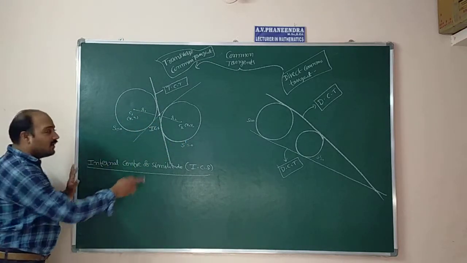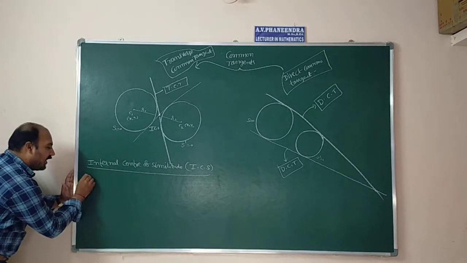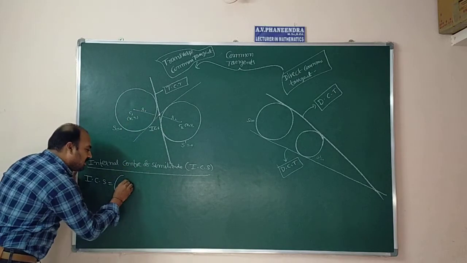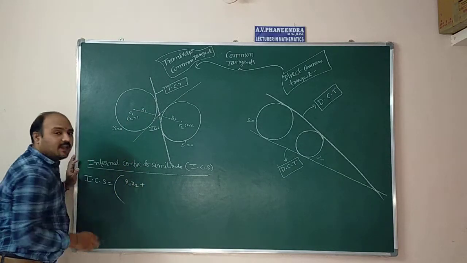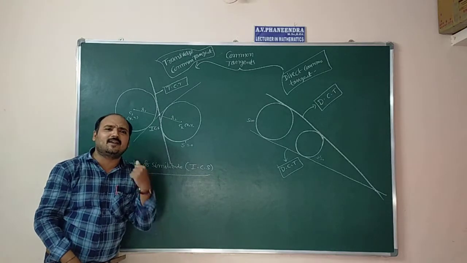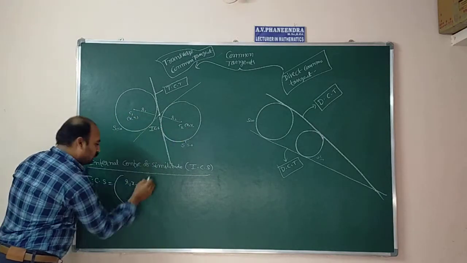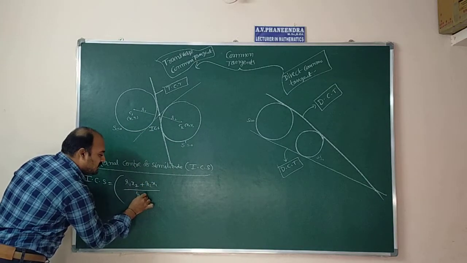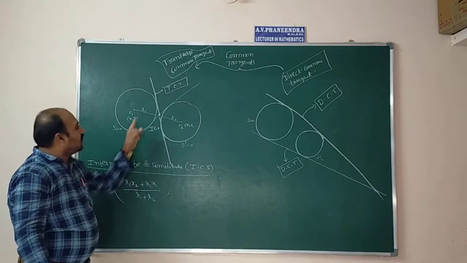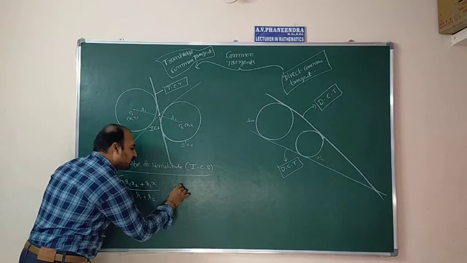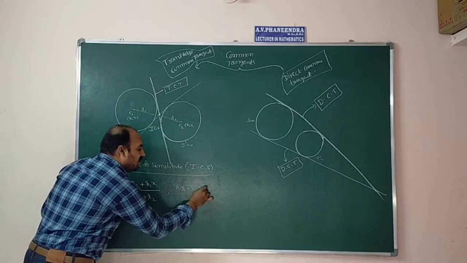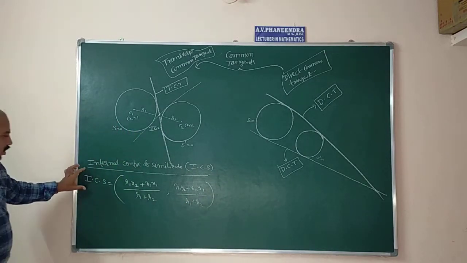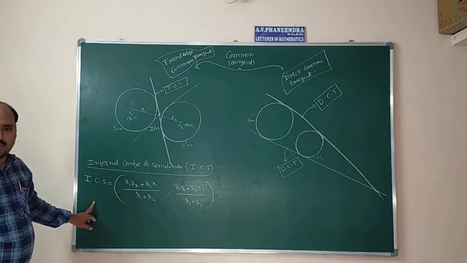Therefore, we define the coordinates of the internal center of similitude as follows. Like mx2 plus nx1 by m plus n in the ratio, ICS is equal to R1x2 plus R2x1 divided by R1 plus R2, R1y2 plus R2y1 divided by R1 plus R2. This is the coordinates of the internal center of similitude.